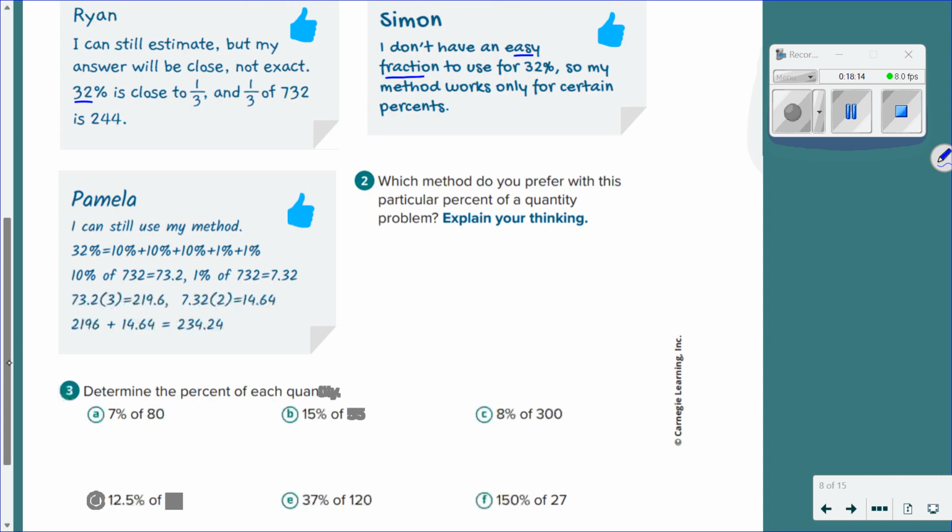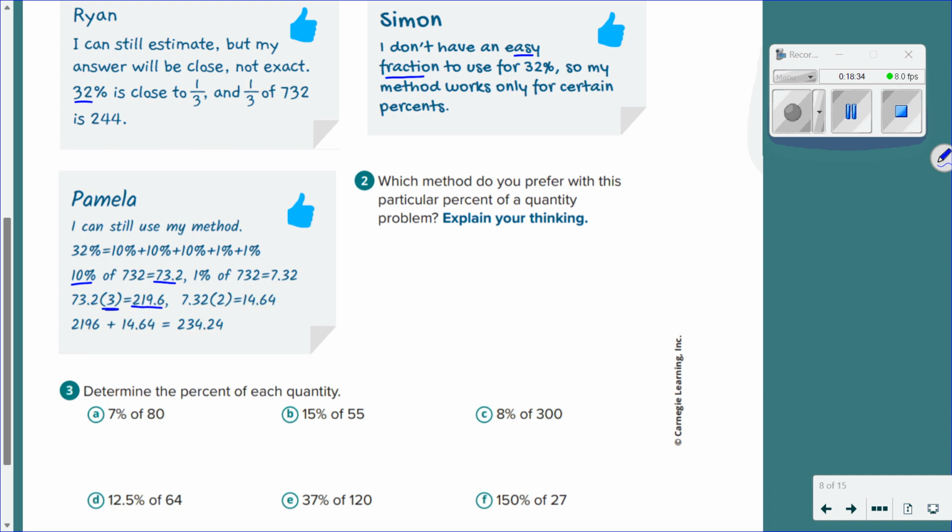And I actually agree with Pamela, and after doing these benchmark percents the last couple of years, I'm becoming a bigger fan of them because these are actually really easy to do. I can say, okay, 32%, all I do is 10%, move my decimal once, but I need 3 of those, so I multiply it by 3 to get 219.6.